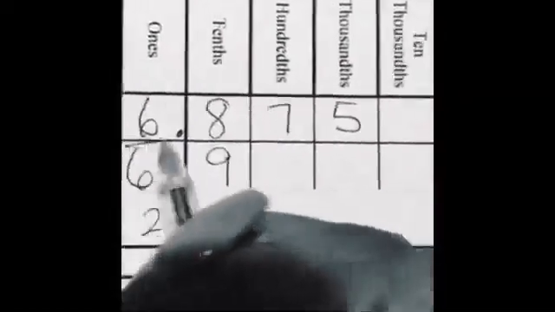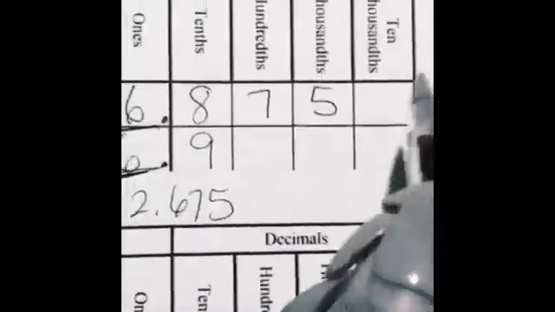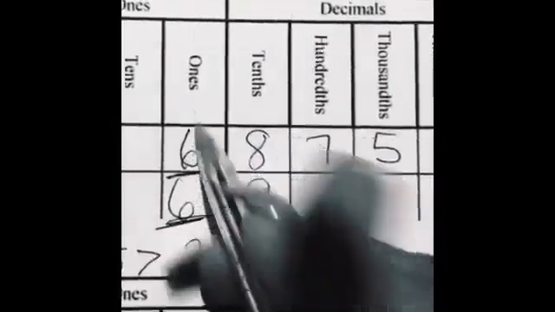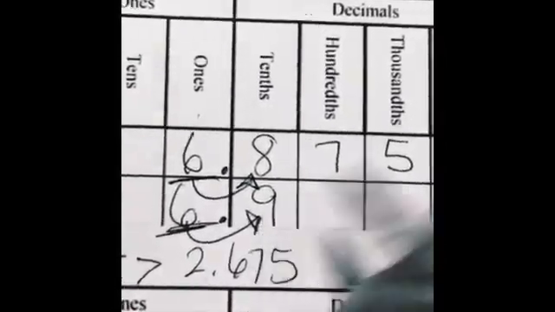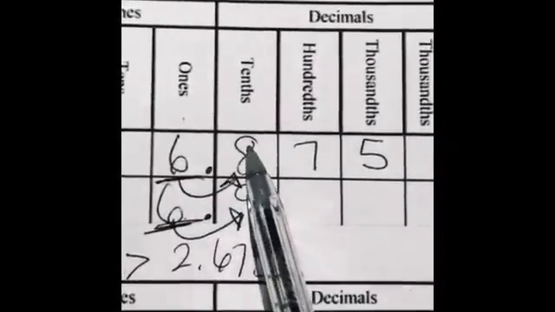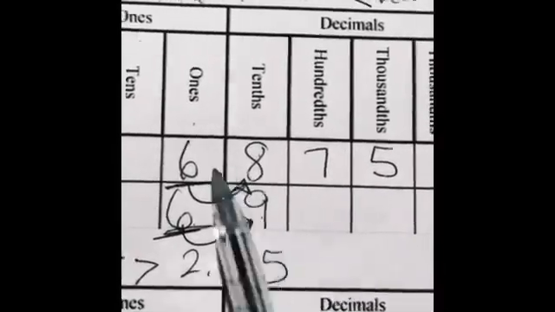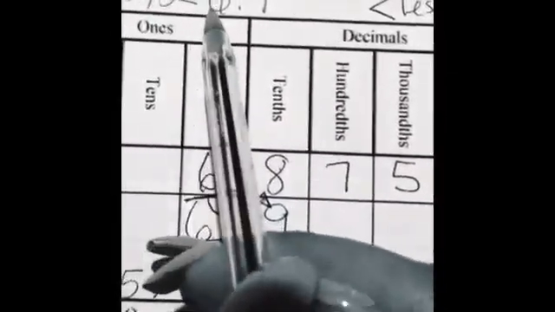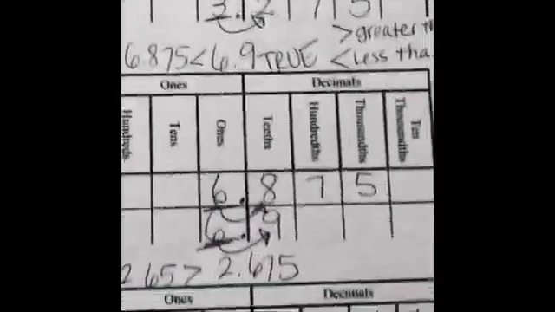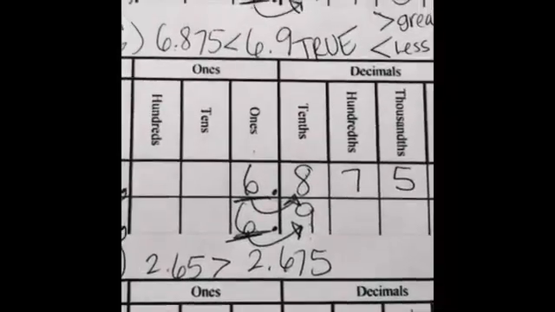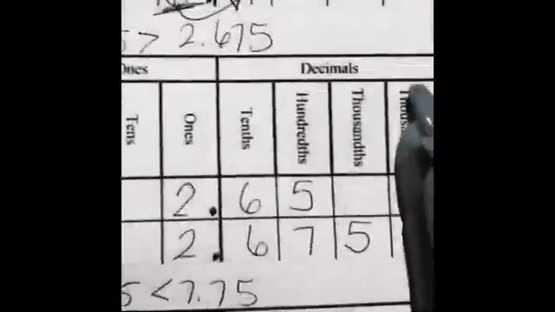So again, the same thing that happened in the previous answer choice. The ones place is the same. So if the place is the same, I gotta change the game. So 8 is less than 9. So I know that 6.875 is indeed less than 6.9. So this is also true. But because my answer is supposed to be the answer that is not true, I know G is not the answer. And I'm going to cross out F because I know that's not the answer. All right, now let's go to the next one.